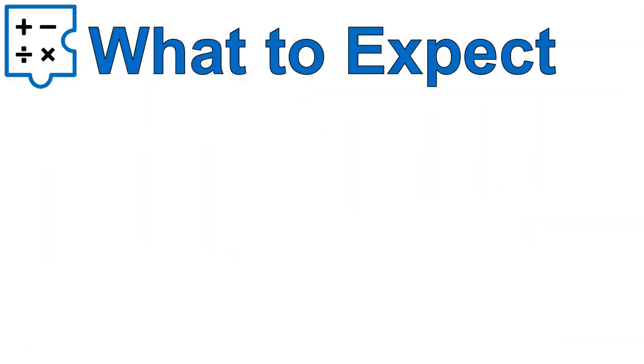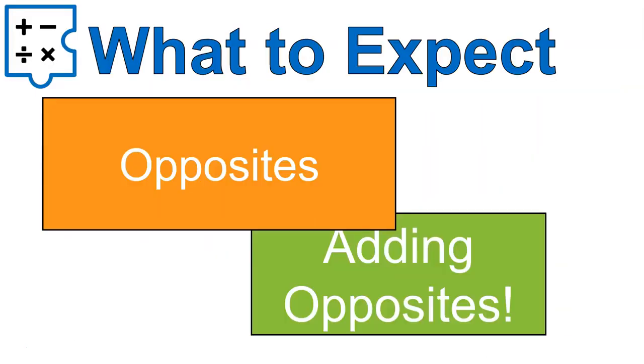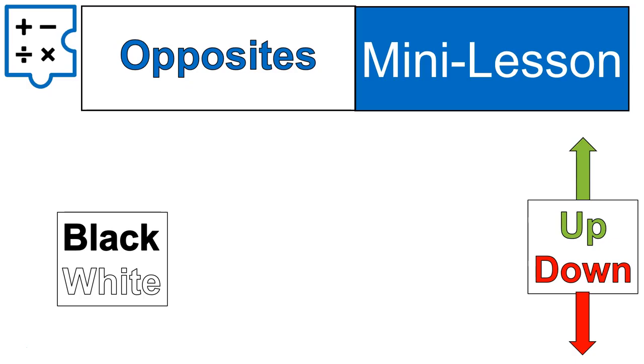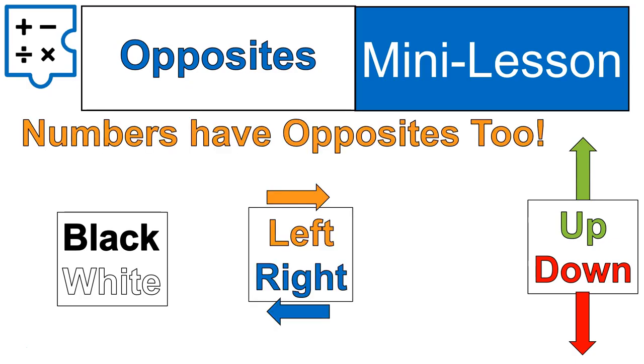Let's do this. So in this lesson, what you can expect is that we're going to talk about opposites, and then we're going to add opposites. Pretty straightforward. Let's get into it. First off, we need to talk about opposites. Black and white, up and down, left and right.